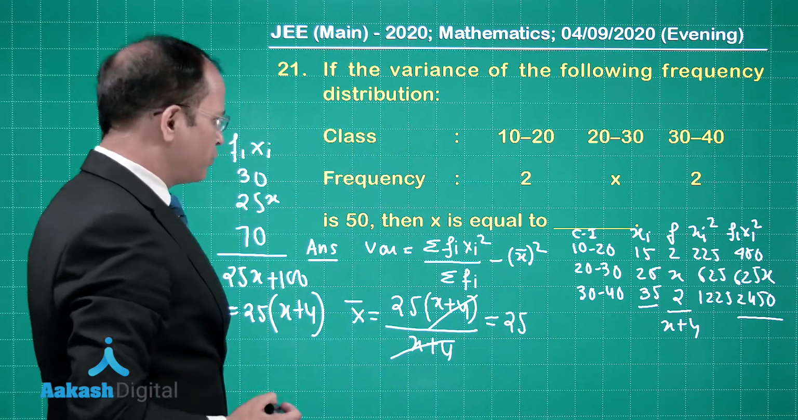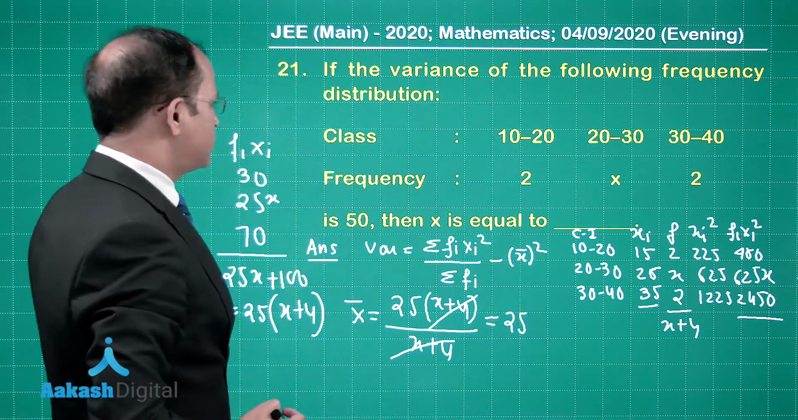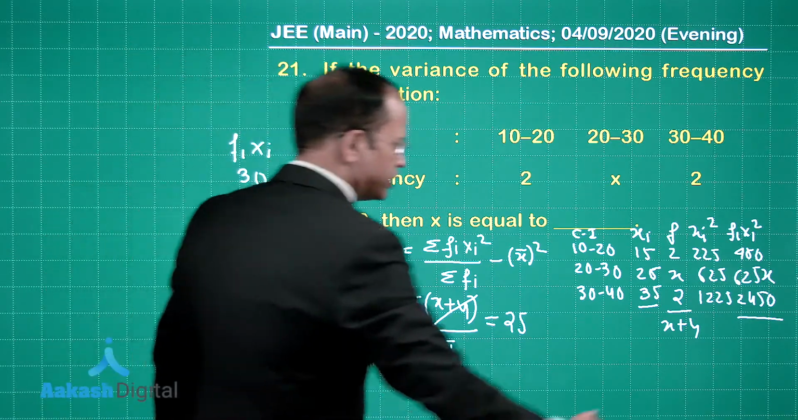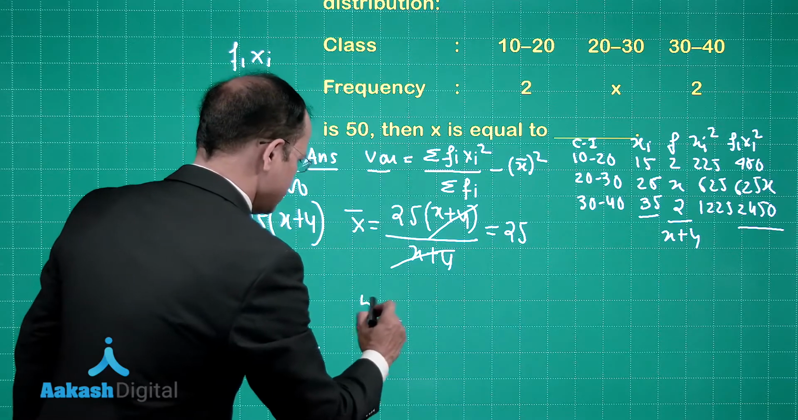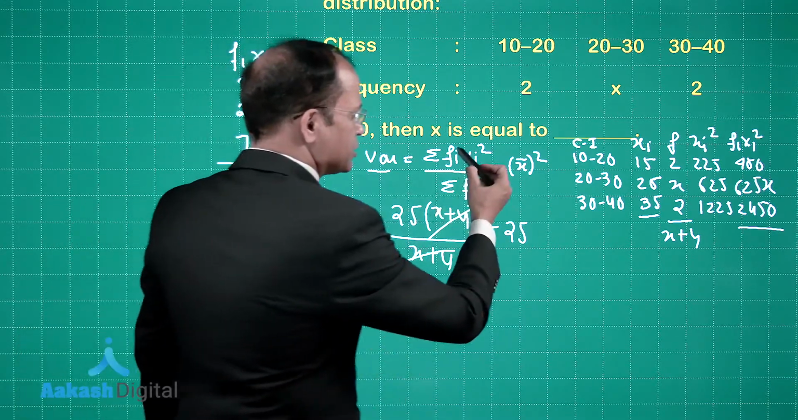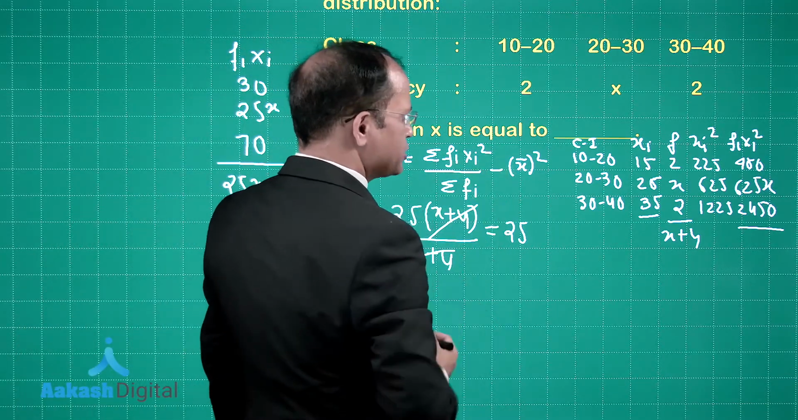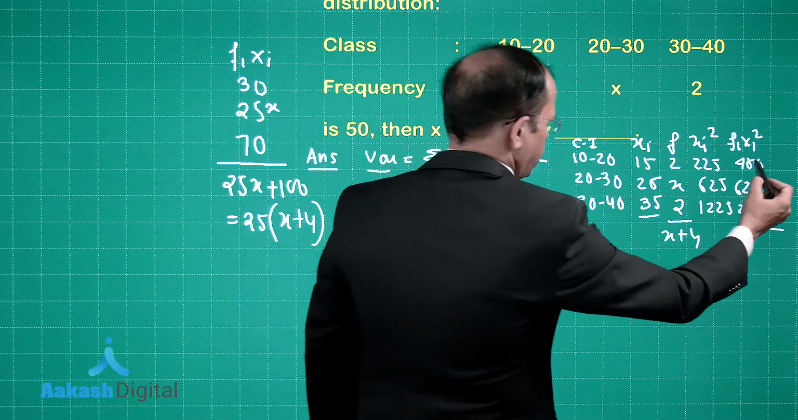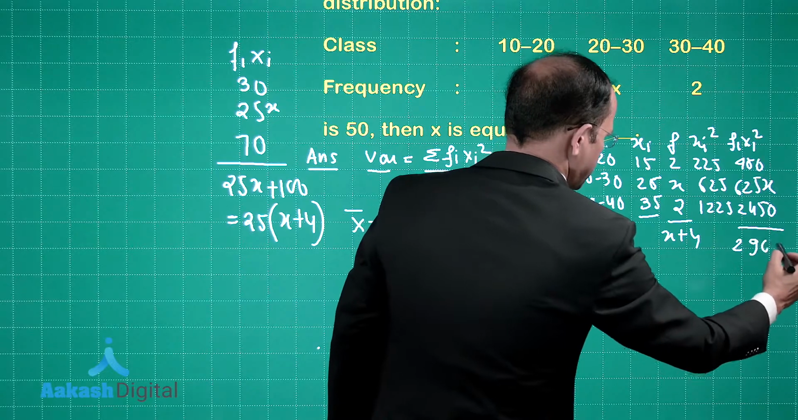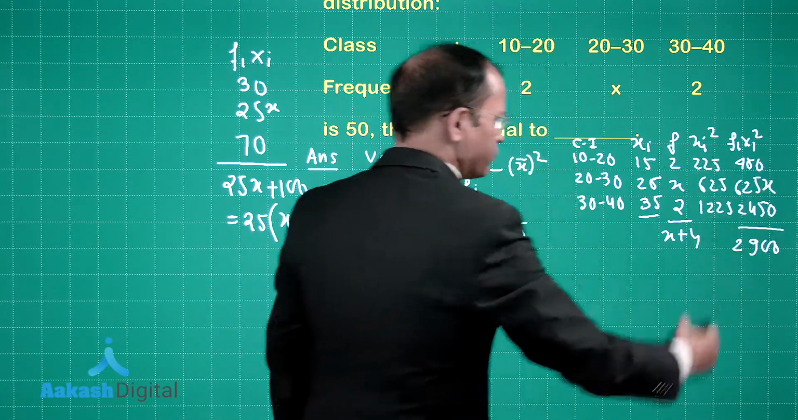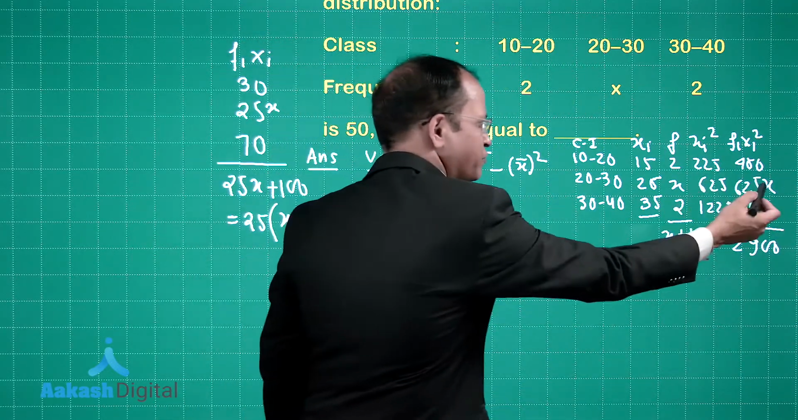So what we can do, we can just substitute the variance here. Variance is coming out to be 50, right? We can substitute 50 here, okay? And then we have sigma fi xi square, right? So you can see here 450. So we have 2900, because 450 plus 2450 is 2900, plus 625x we have.